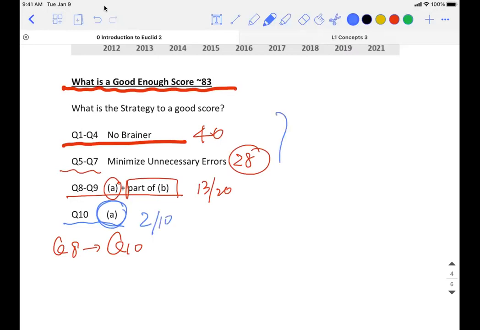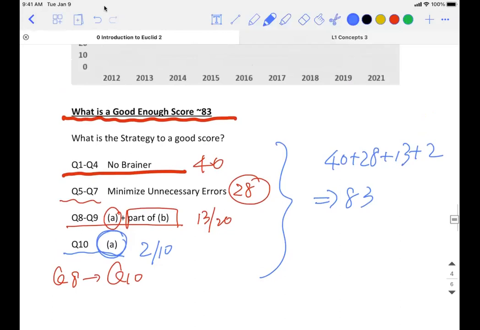So if you do a quick calculation, 40 plus 28 plus 13 plus 2, that's going to give you 83 scores. You know what, 83 is already very amazing. That's going to help you to get your distinguished role, so on and so forth.